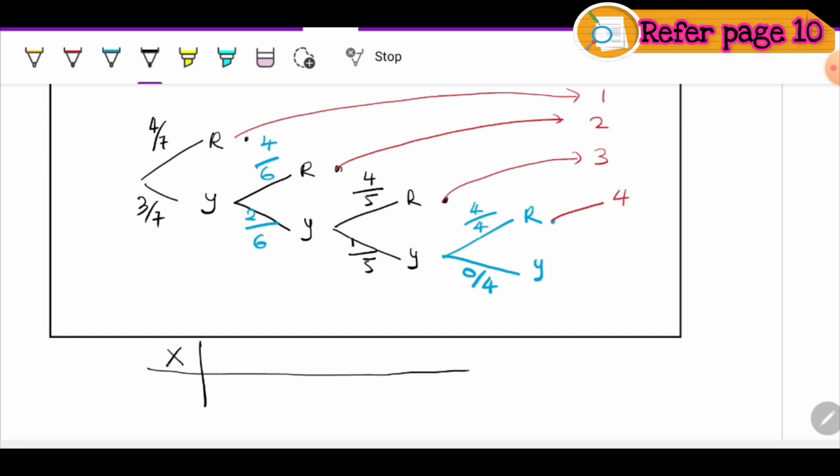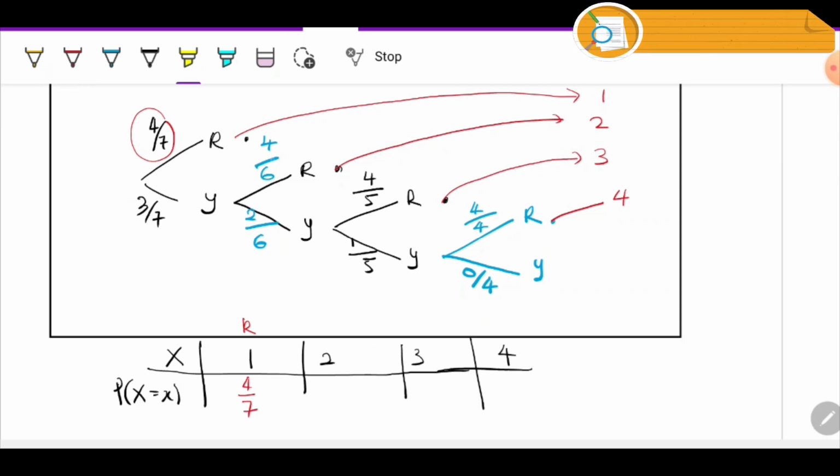For the first row, we write the X, which is the number of towels. So start from 1, 2, 3 until 4. And the second row is for the probability. 1 means the total number of towels is 1, which is red. So the probability is 4 out of 7. 2 means the number of towels is 2, which is yellow and red.